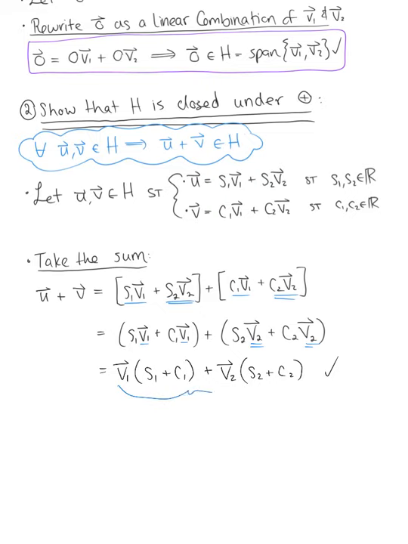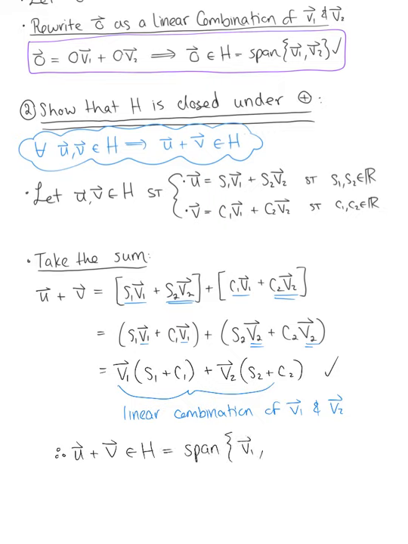So we'll make a note. So this is a linear combination of vector v sub 1 and vector v sub 2. And since the span is the collection of all possible linear combinations, it's going to be in H. So therefore, vector u plus vector v is in H, which is defined by the span of the set of vectors v1, v2. Telling us that this is closed under addition.